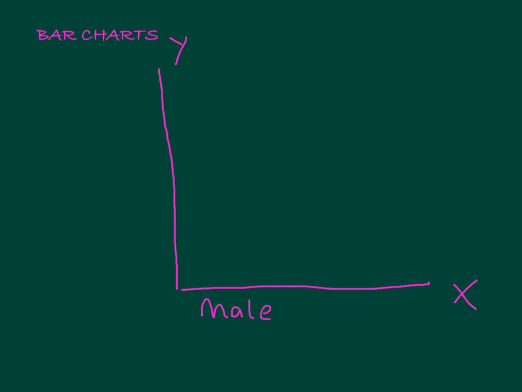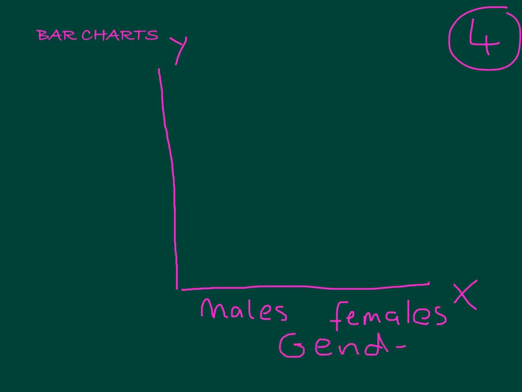Male, and doing it all in pink as if it's all females, but it's not. So we've got females, and we have to put a label there on the x-axis as well. That is very important. There are 4 marks for your graph, and it's very important. This is such a simple thing to do. It's very important that you have all your labels correct. So we will label that gender.